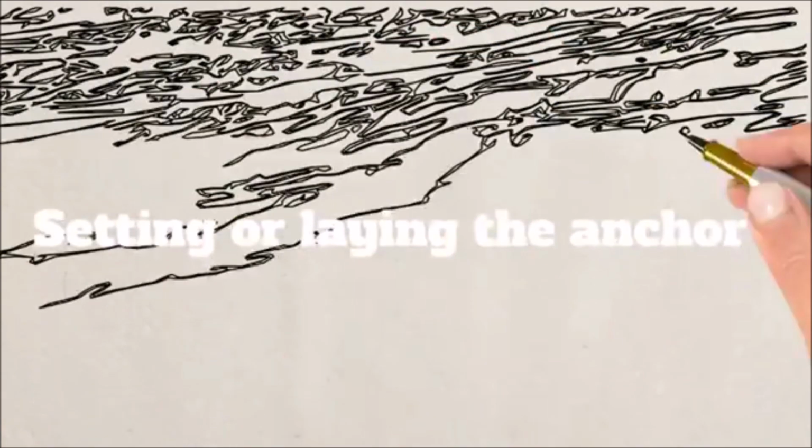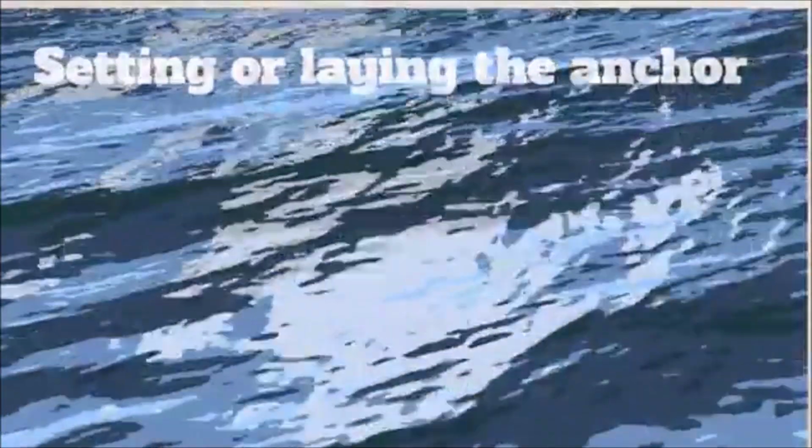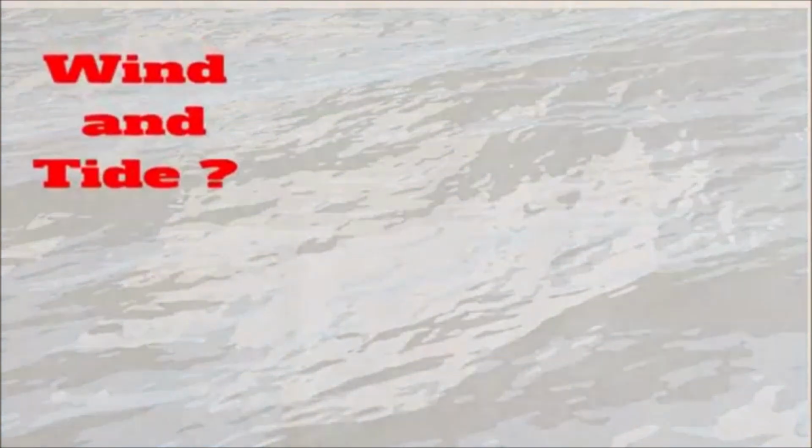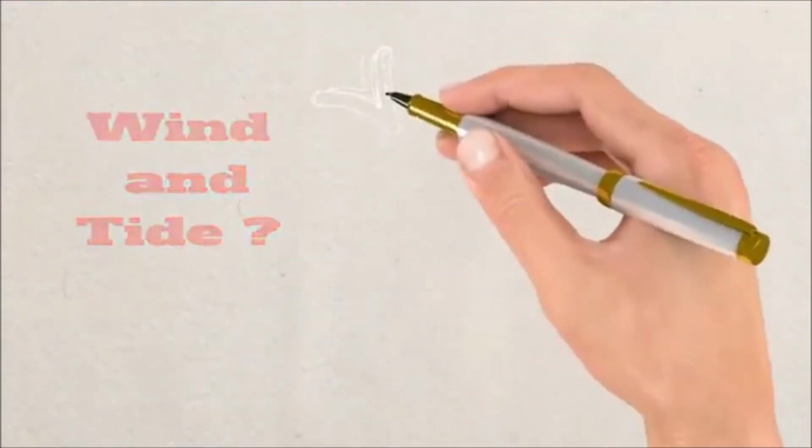Let's look at setting the anchor or laying the anchor on the seabed. We need to say to ourselves, where is the wind and where is the tide? Which is the stronger of the two? Once we've worked out what is the resultant or the major factor, we're going to head our boat up in that direction, heading towards the wind or tide, whichever is stronger.